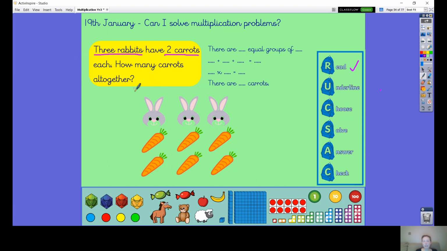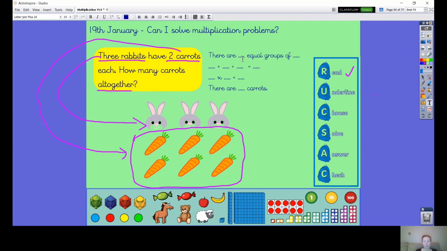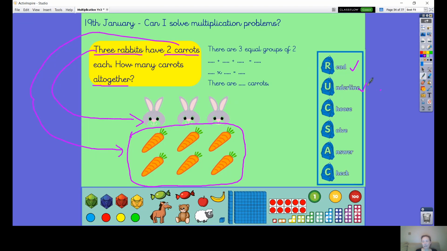So my final piece of underlining I'm going to do is the all together. So I want to know how many carrots we have all together. So let's fill our little sentence out here so I understand what I've got. I know that there are 3 equal groups of 2. Now how do I calculate that? What do I choose to do? So that's my underline done.